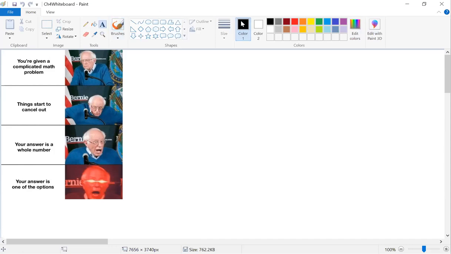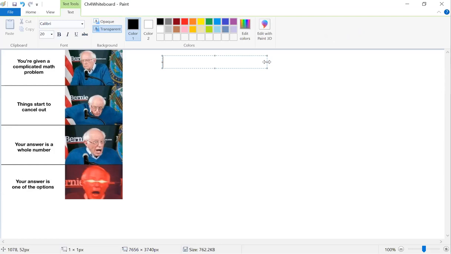Our first one is a relatively mundane and boring definition. We'll keep the Bernie Sanders one here just for fun. I'm just going to type because it'll make it easier. The definition of probability. I'll pull up that chat in a second because I'm typing this now.